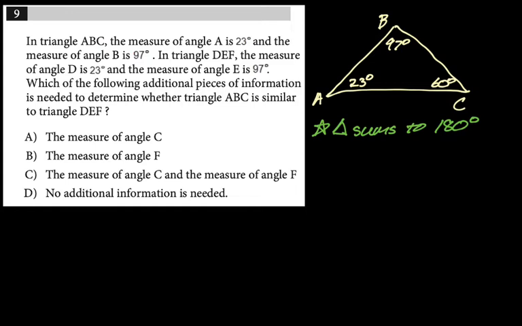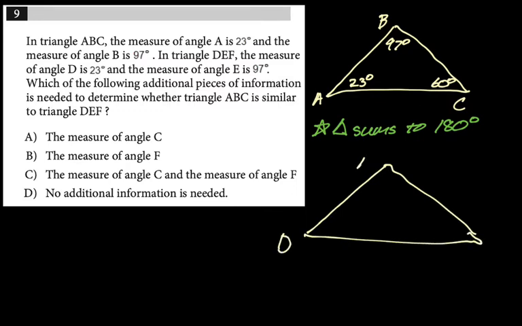In triangle DEF, the measure of angle D is 23 degrees, and the measure of angle E is 97 degrees, which are exactly the same numbers that we were given before. So I'm going to draw another triangle. We got D, we got E.